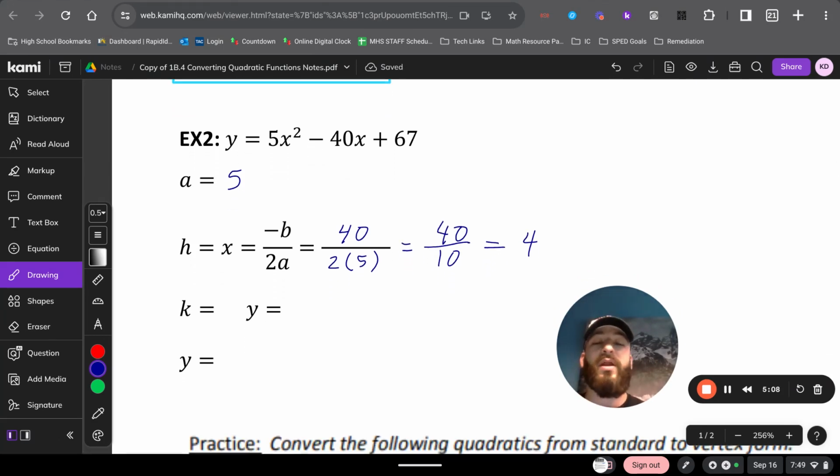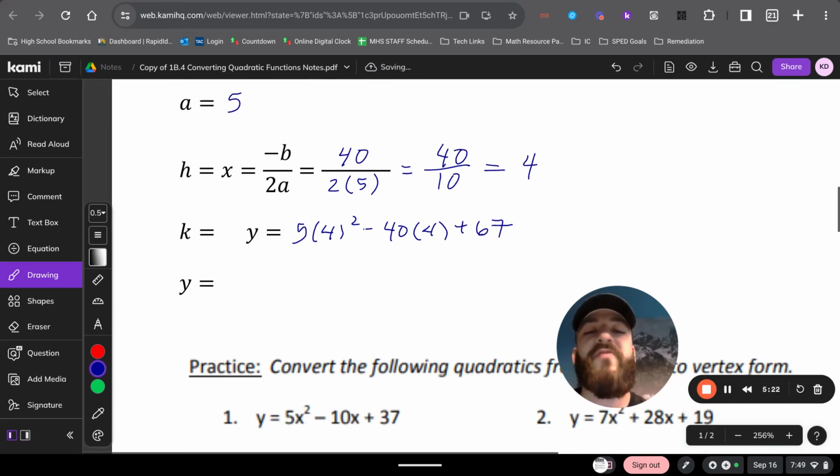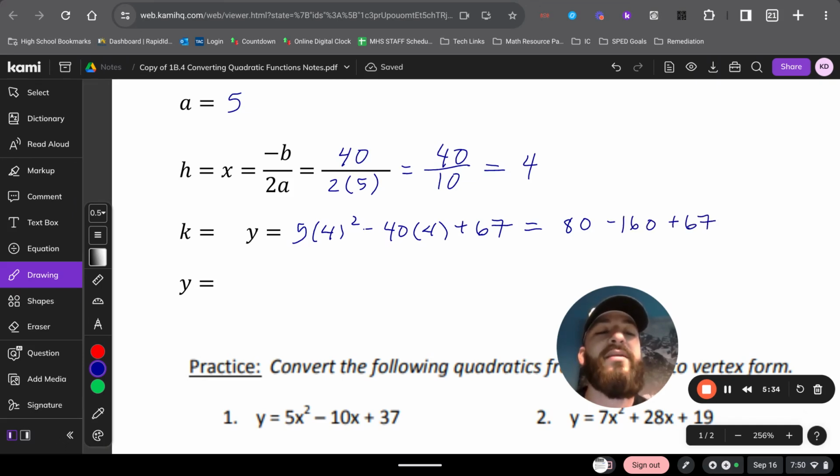And I'm going to take that 4 and I'm plugging it back in for x in standard form. So y is equal to 5, parentheses 4 squared, minus 40 times 4, and then plus 67, which simplifying across, 4 squared is 16, 5 times 16 is 80, 4 times 40 is negative 160, and then of course I still have that plus 67. 80 plus 67 is 147, 147 minus 160 would give me negative 13.